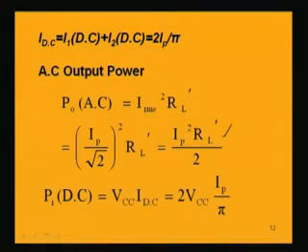Now if we consider the DC input, that is the power you are giving as input to the amplifier, it is VCC into IDC. We have seen IDC is 2 times IP by pi. So 2 VCC into IP by pi is the DC input.